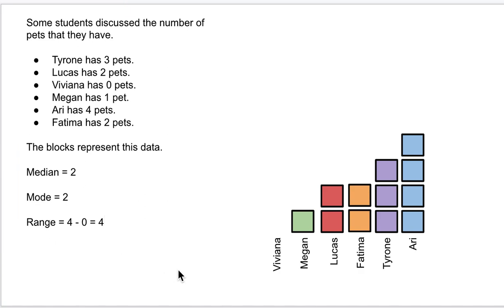So you can see that if you organize your data, if you list the values in order from smallest to greatest, it makes it much easier to find your median and your range in particular. And it might even make finding the mode easier too.